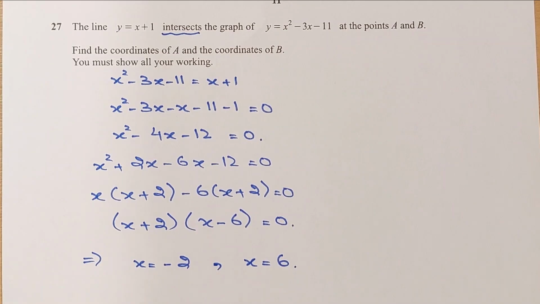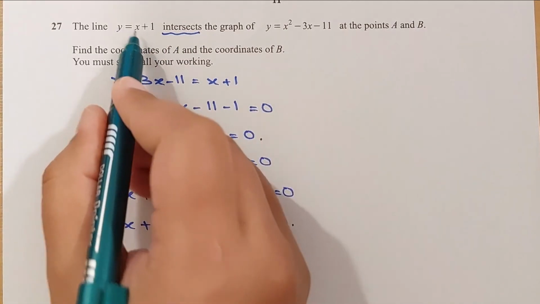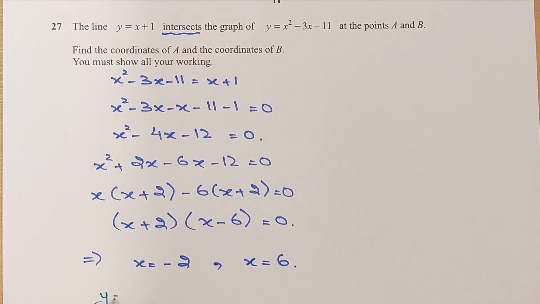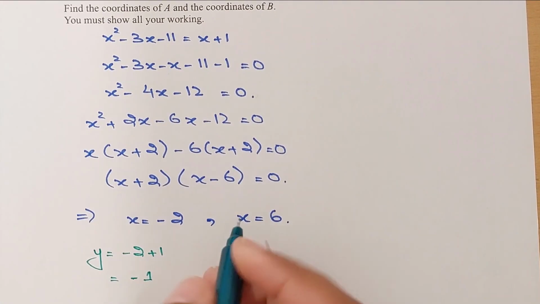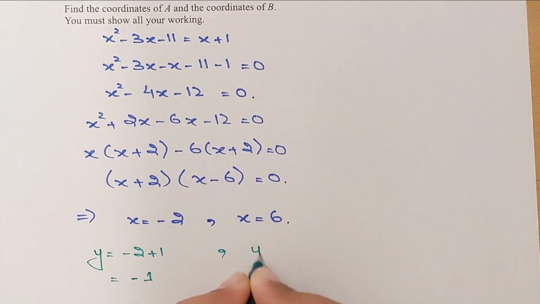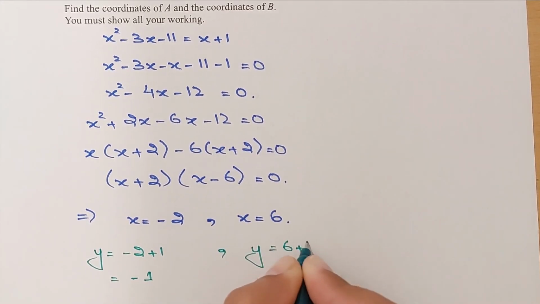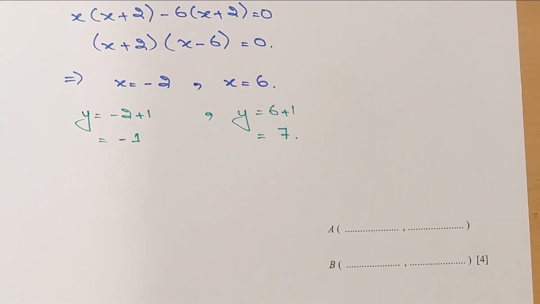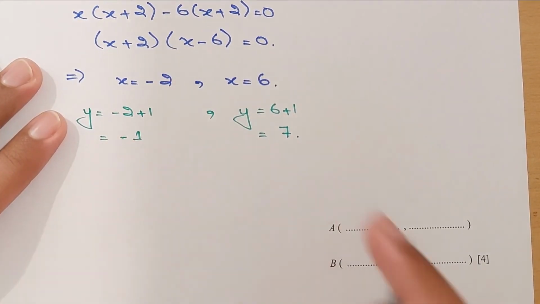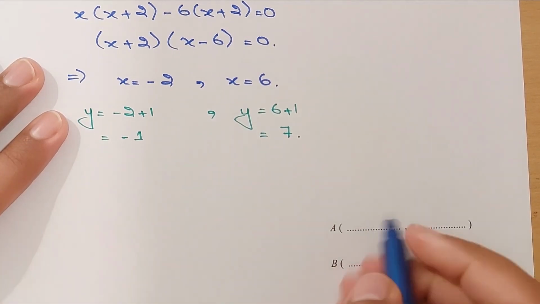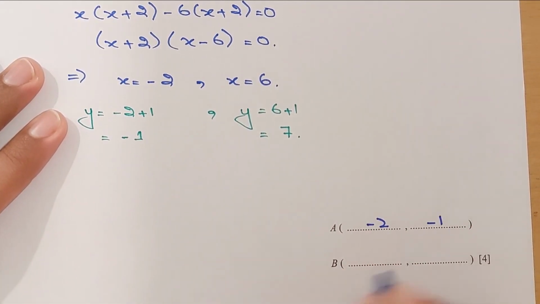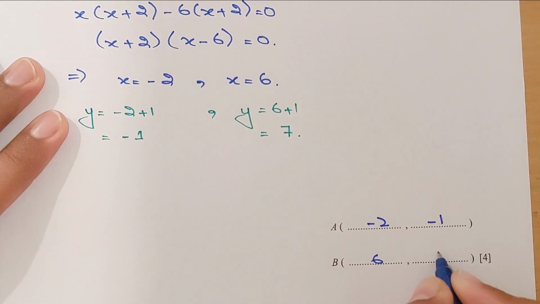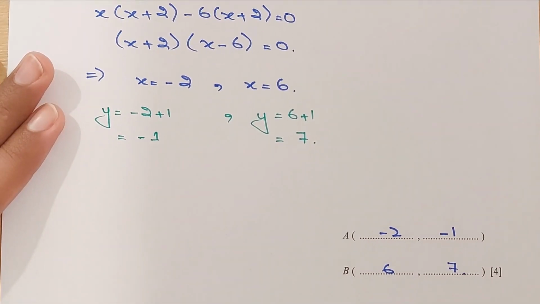So when x is minus 2, what is y? Put it over here: y equals minus 2 plus 1, which equals minus 1, right? And when x is 6, y equals 6 plus 1, which equals 7. So the coordinates for A and B: when x is minus 2, y is minus 1, so minus 2, minus 1, and 6, 7. So these are the two coordinates for A and B.